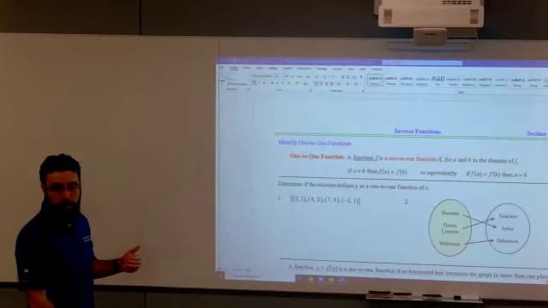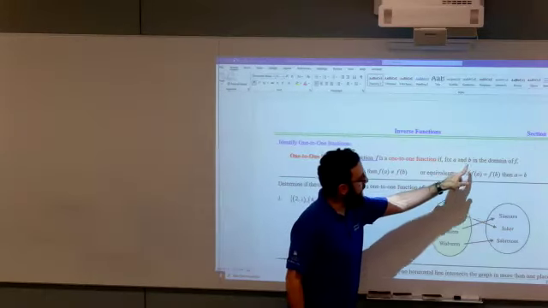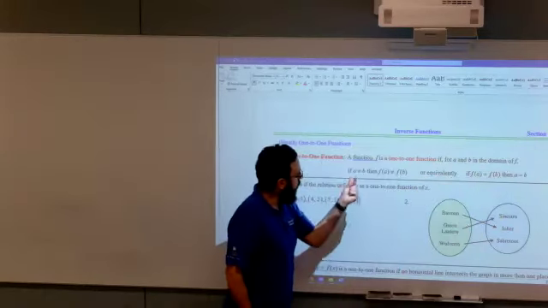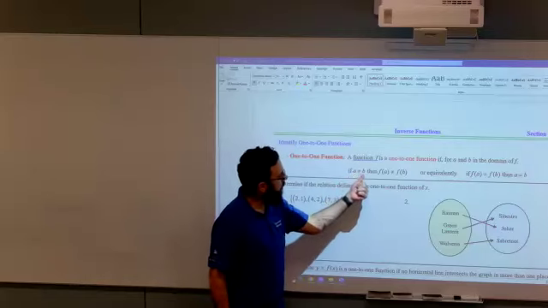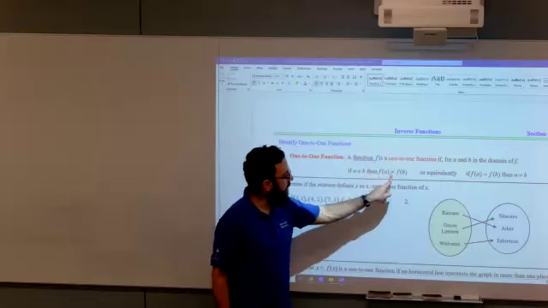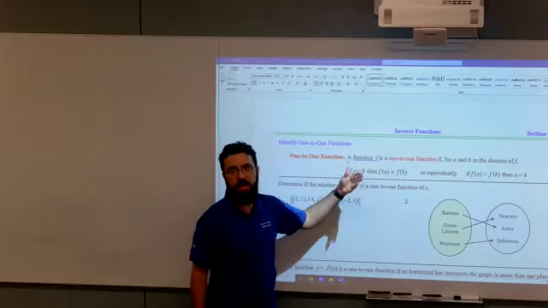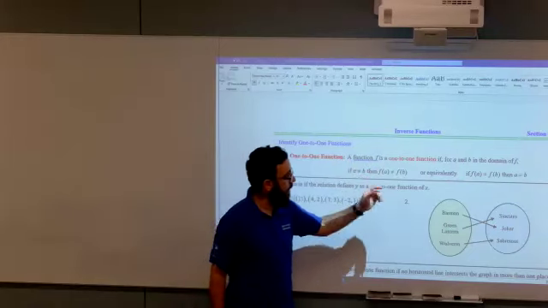That's how we're gonna prove the function is one-to-one. If you take a and b in the domain of f, and a is not equal to b, then f of a should be not equal to f of b. This is the first case you can use to prove that the function is one-to-one, okay?